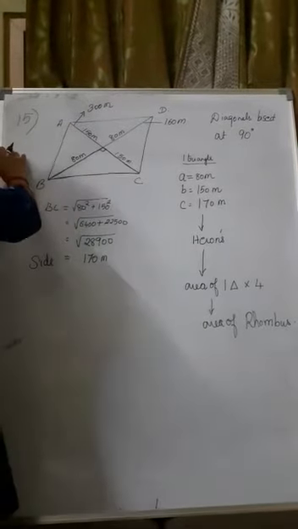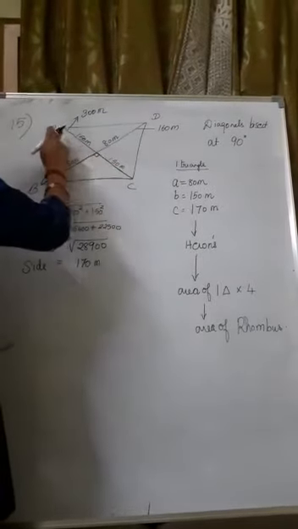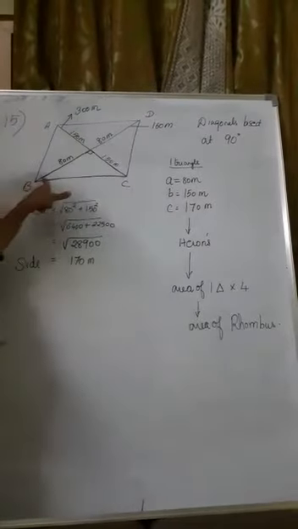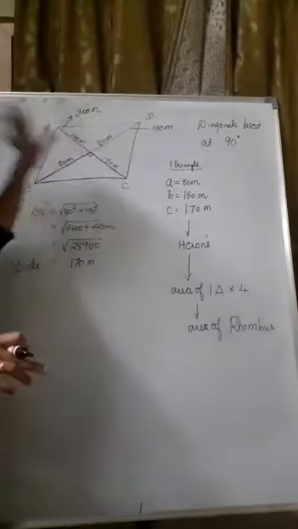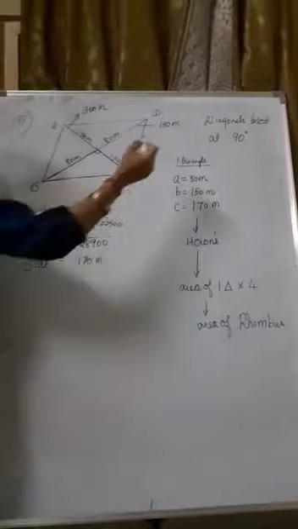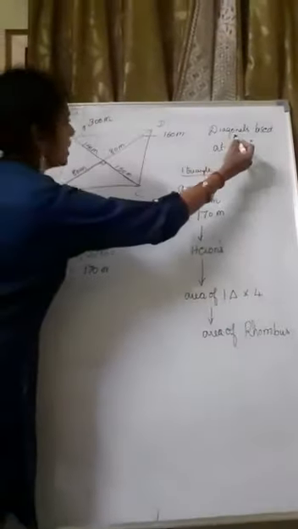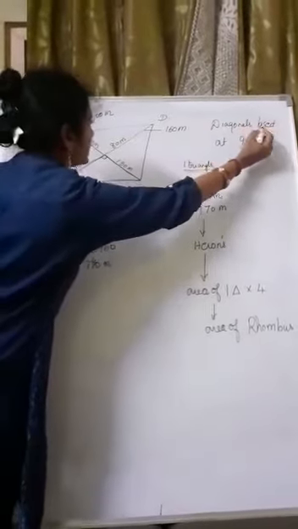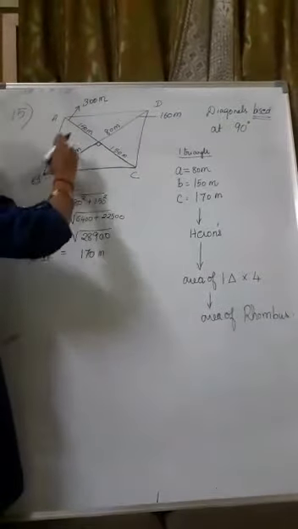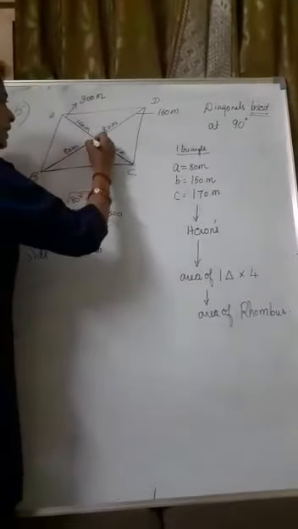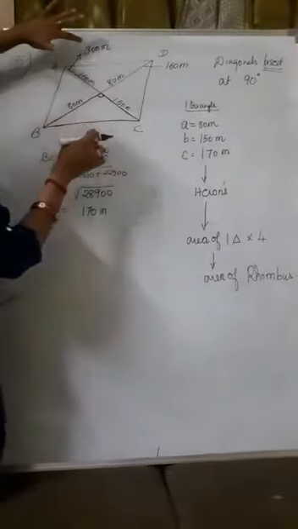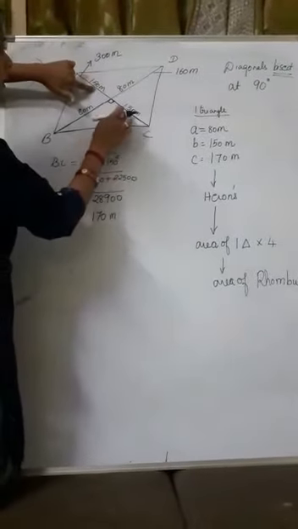For the 15th question, there is a rhombus. The diagonals of the rhombus are given as 300 meter and 160 meter. The question is to find the measurement of the side and also the area of the rhombus. Now, since it is a rhombus, let us recall the property of a rhombus. Only the diagonals are given. What is the speciality? The diagonals of a rhombus bisect at 90 degrees. Bisect means each diagonal is divided into 2 equal parts. So if this is 160, each part is 80. Similarly, if this is 300, each part is 150.